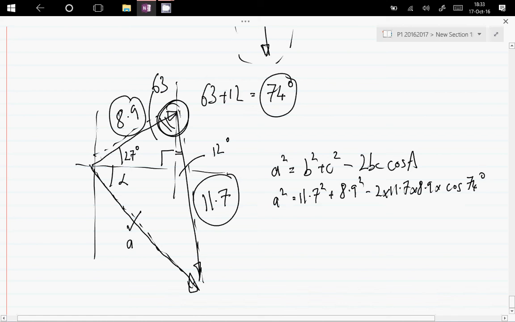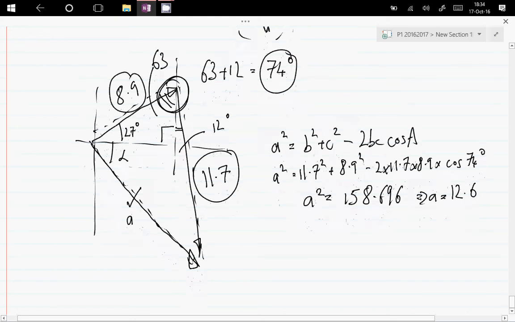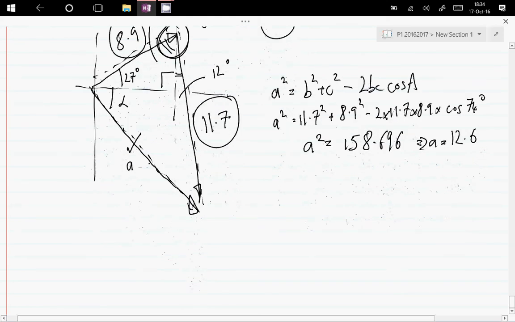If we solve that, let's plug it into our calculator. 11.7 squared plus 8.9 squared minus 2 times 11.7 times 8.9 times the cosine of 74, close the brackets, equals. Okay, so that means that A squared is 158.696, implies that A is equal to the square root of that, okay, which is 12.6, correct to three significant figures.